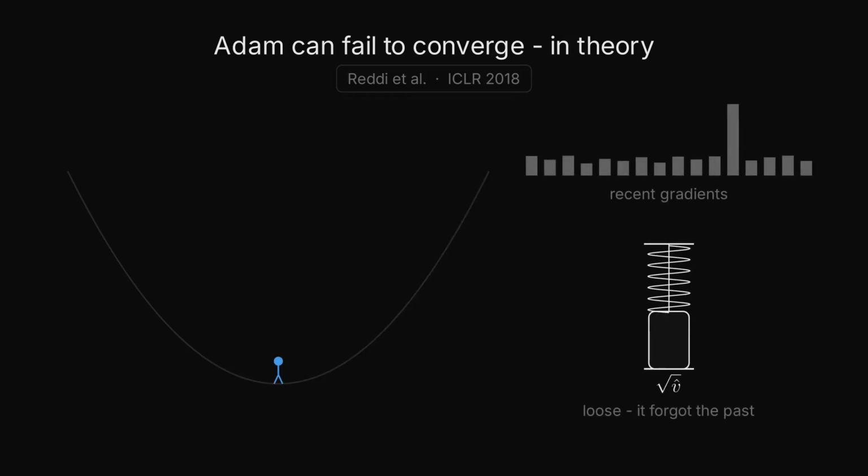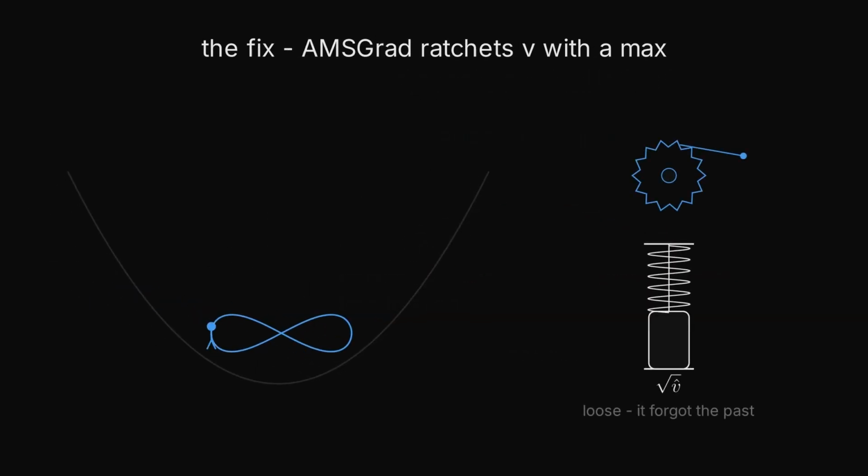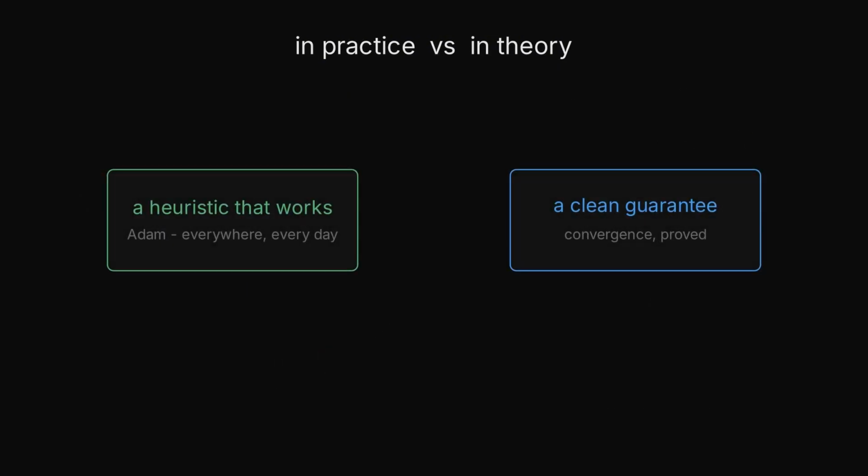Adam can fail to converge. In theory, Reddi, in 2018, showed that because v forgets, on certain problems, it can downweight a rare but large gradient, so it oscillates without converging. Here's the poetry we promised in part 0, the very forgetting of RMSProp. The trick that rescued AdaGrad from freezing is the same trick that breaks Adam's convergence. The fix, AMSGrad. Ratchets v with a max, so the brake can never loosen again. But AMSGrad is rarely used at scale. The gap between a heuristic that works well and a clean theoretical guarantee is still there.